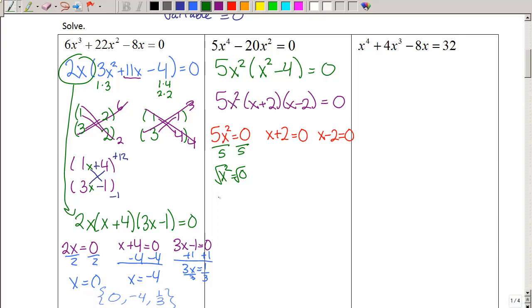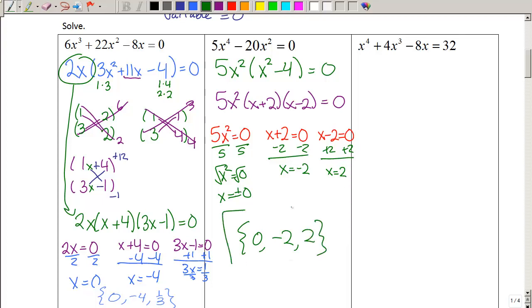When I take the square root of both sides, I take a plus or minus part, although plus or minus 0 just doesn't really make much sense, so we're just going to write 0. And my solution set is 0, 2, and negative 2.